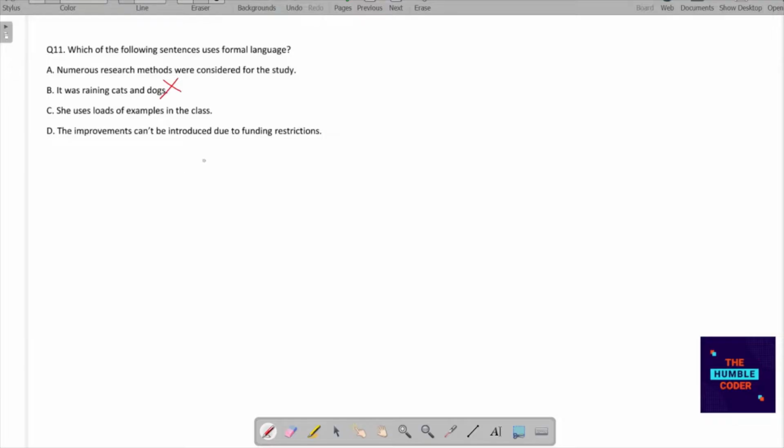She uses loads of examples in the class. Loads of examples, this is not a formal language. The improvements can't be introduced due to funding restrictions. Can't be doesn't seem to be a formal sentence. So the one that we have, that is A, Numerous research methods were considered for the study. So the correct option for this will be option A.